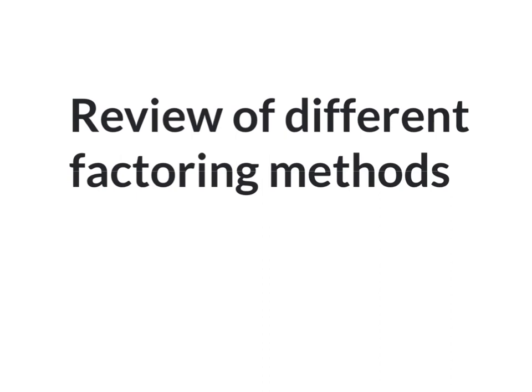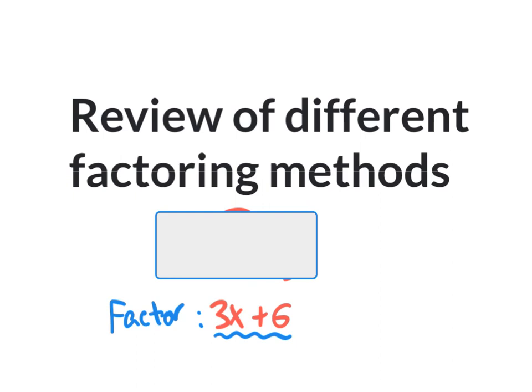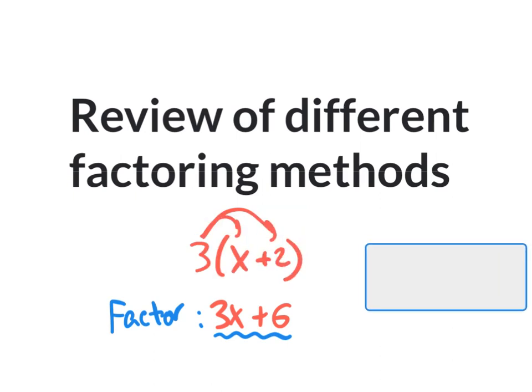So for example, if I had 3 times x plus 2, we already know that if we distribute, we will get 3 times x, which is 3x, and 3 times 2, which is 6. So factoring is a reverse distributive property method. It's doing this backwards. It's like if I asked you to factor this, and let's pretend that you don't see the original right here. Factoring this would ask you to give me the answer, which would be this up here. It's like doing it backwards, okay?